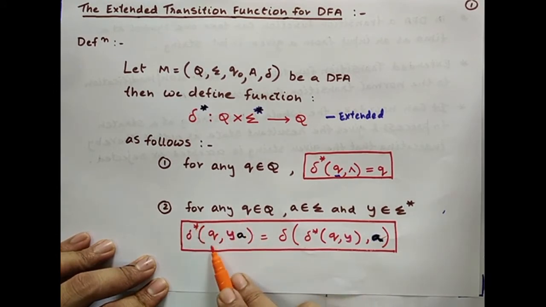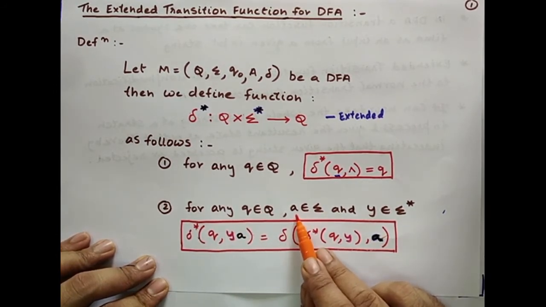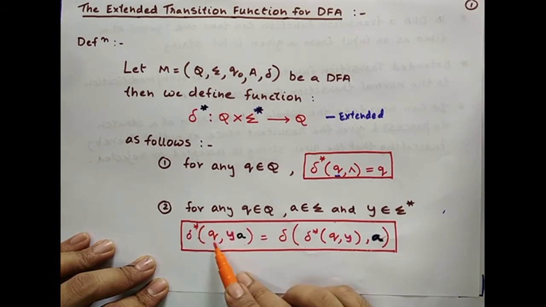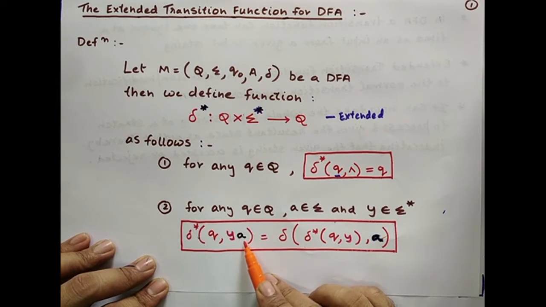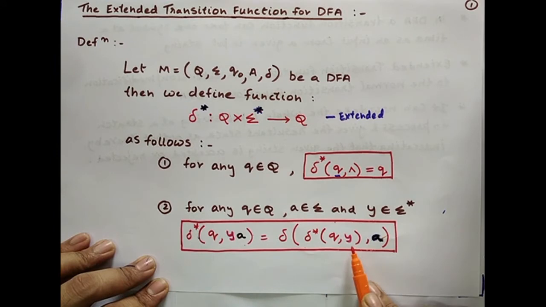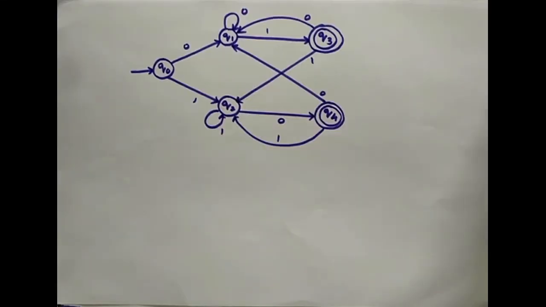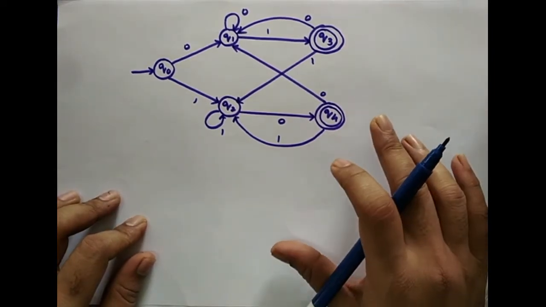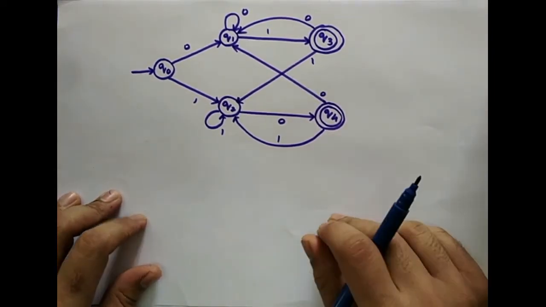So for any state q, for any a, a single symbol in the alphabet set, and for any y, a string in the alphabet set, δ*(q, ya), where y is the first part and a is the last element, one element in the given string, can be written as δ(δ*(q, y), a). Then we have to find out what this is, and so on. Recursively we have to find this out. Okay, so let us start with solving a problem that will clear our doubts on the extended transition function.